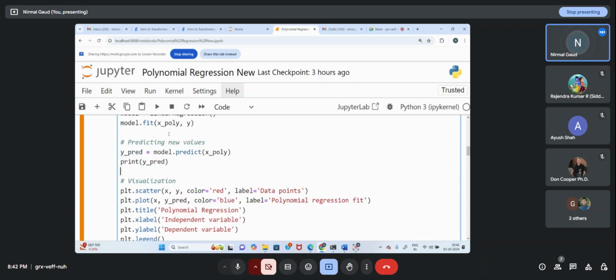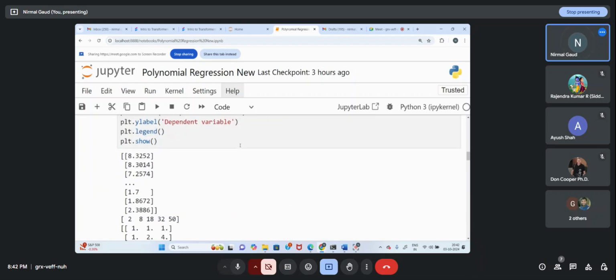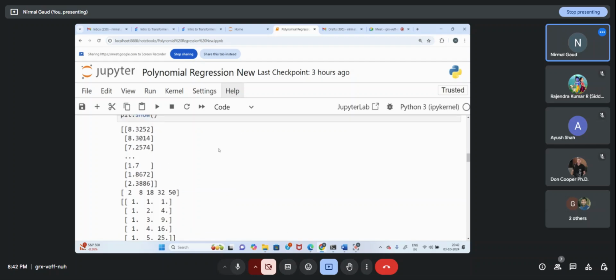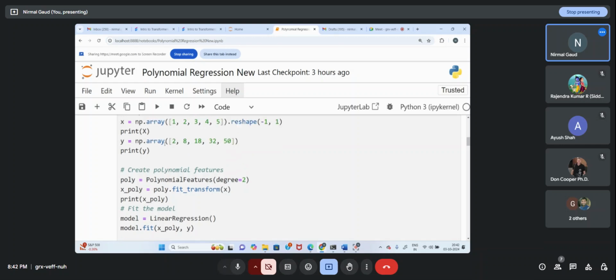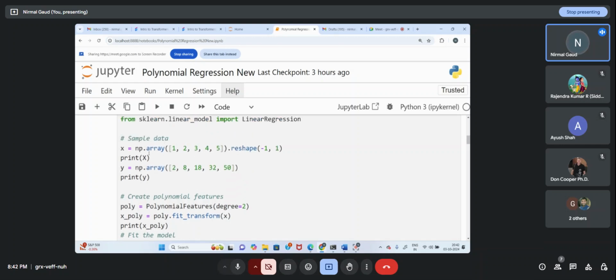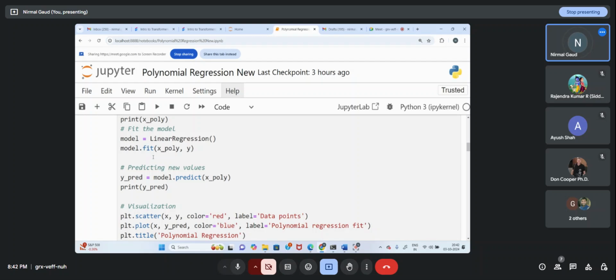Okay, and here it is. So this is your, I think I printed x.